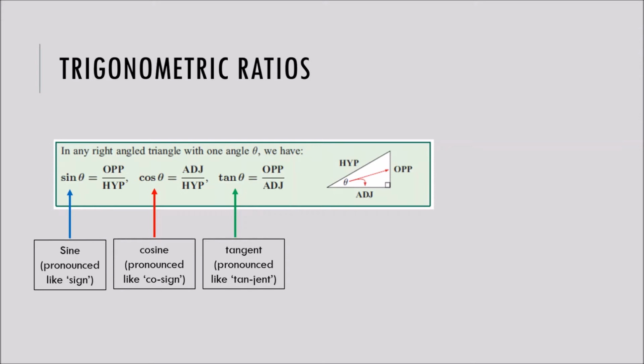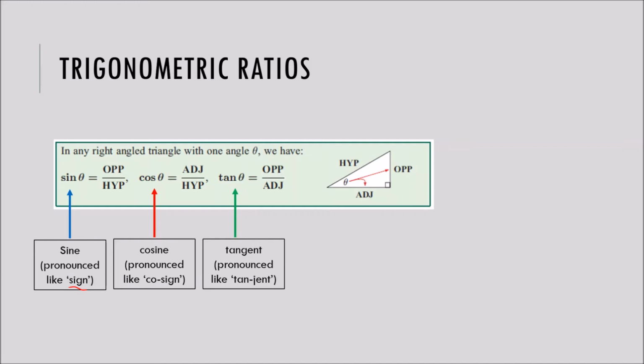Just a few things on pronunciation. Sine is pronounced like sine, like the letter. It's not sin. It is sine. You also have that cosine is pronounced like cosine, and then tangent is tangent. The one that's most often said the wrong way is your sine theta. So just remember it is sine.